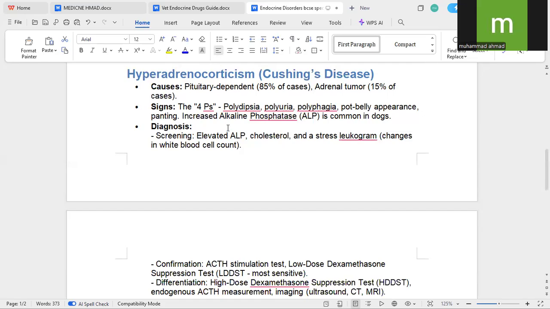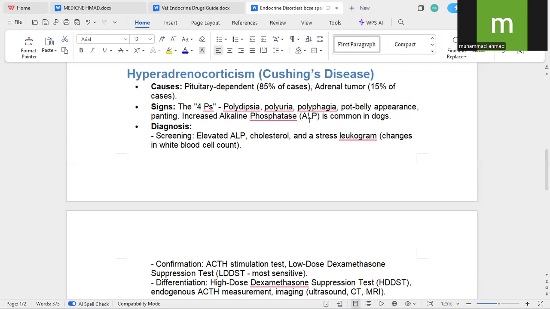In pituitary dependent, 85% of dogs may have a tumor on the pituitary gland, so there is overproduction by the adrenal gland. Adrenal dependent is 15% of dogs. This percentage is important. A tumor on the adrenal gland produces excessive levels of cortisol. So clinical signs are important. You can see a horse or dog have a pot belly, have all four P's: polydipsia, polyuria, polyphagia, pot belly appearance, panting.